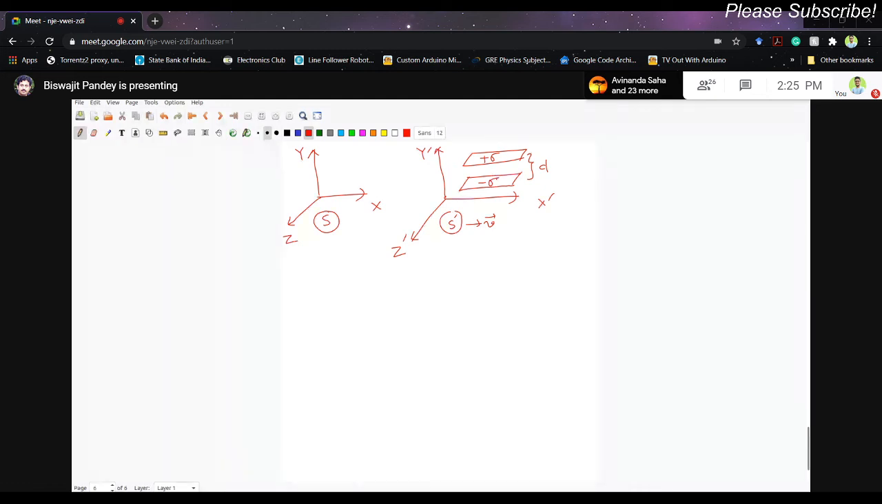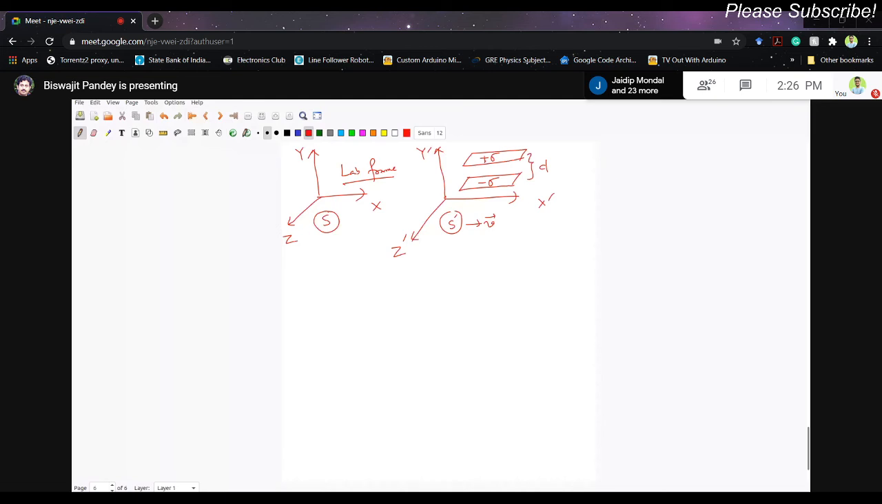Now what I'm asking is to calculate the electric field and magnetic field in the lab frame, right? This is the lab frame. You have to calculate the electric field and magnetic field in the lab frame. So to do that, again, I told you that just write down the tensor in the frame where the system is at rest. So the plates are at rest in the moving frame, right? It's the co-moving frame, or the rest frame of the plates.